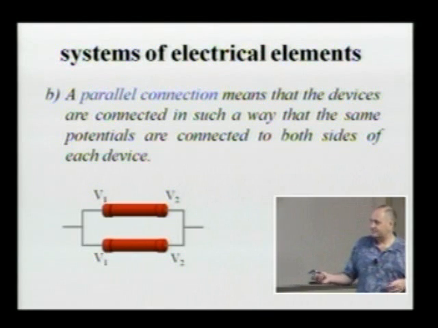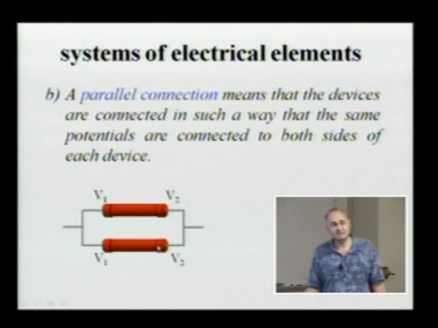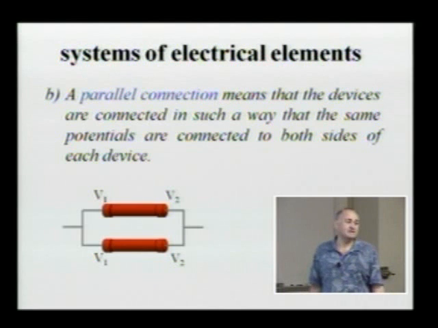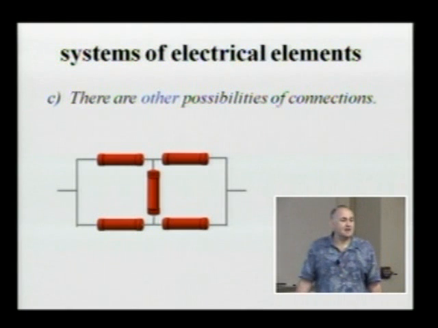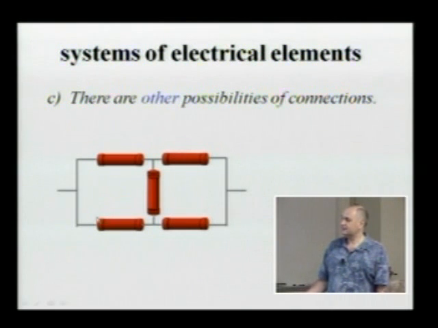We could have, however, that the potential on the left-hand side of the top element is equal to the potential on the right-hand side of the bottom element, and the potential on the right-hand side of the top element is always equal to the potential on the left-hand side of the bottom element. These two elements would also be connected in parallel. And finally, there are other connections, like, for example, this connection. These elements are neither connected in series nor in parallel.